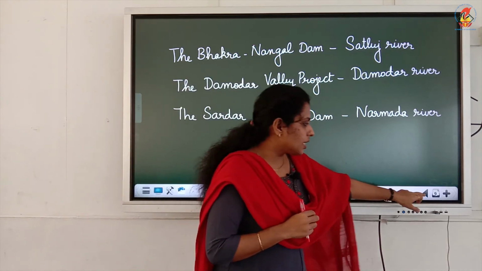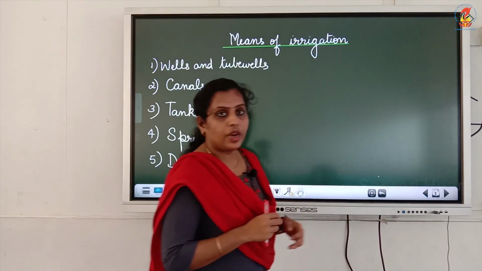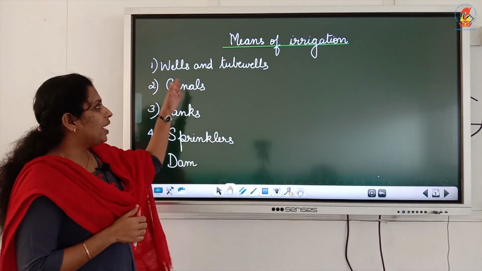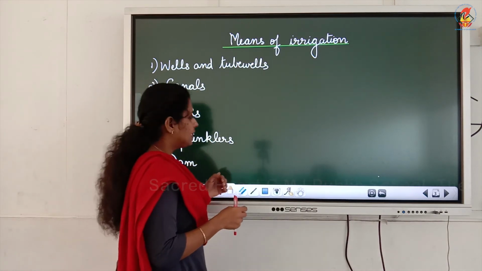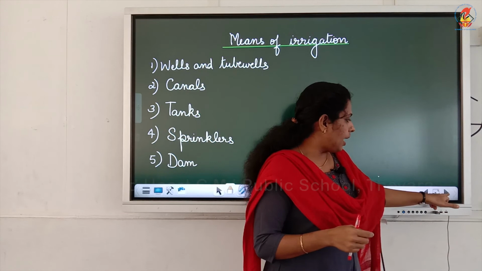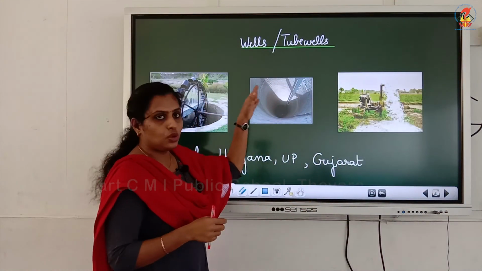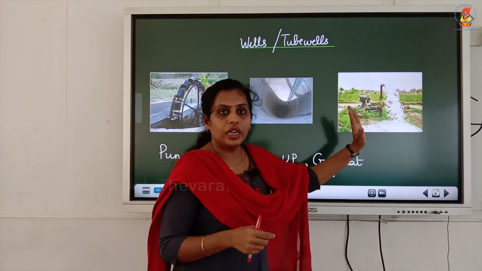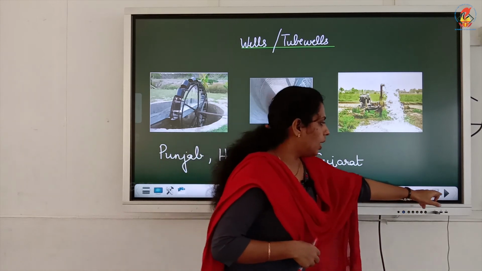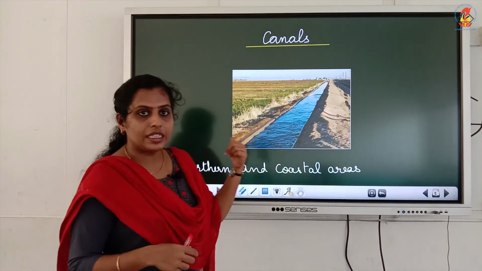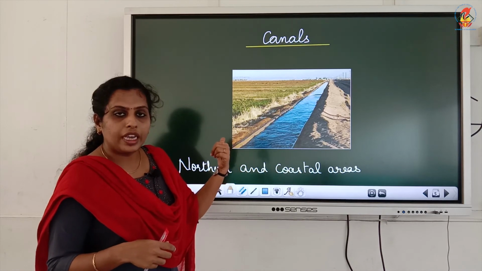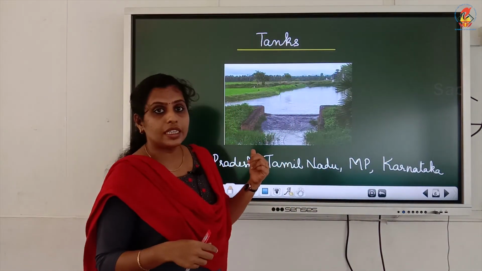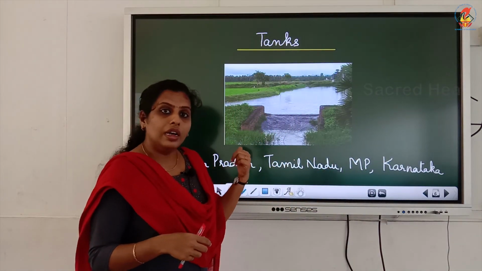I hope the points are clear for you. Let's revise once more. Means of irrigation. We have five means of irrigation: wells, tube wells, canals, tanks, sprinklers and dam. This is what is meant by a tube well. It's a Persian wheel, and this is a pipe through which the underground water is pumped. Okay. Now next one is canals. It is a small channel that has been taken from the rivers. Okay. Now next one is tanks. These are the low lands which will be storing the rainwater.